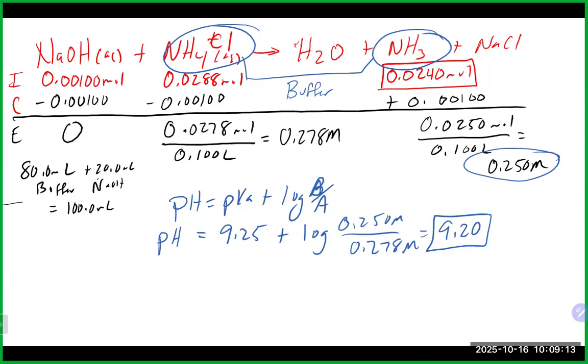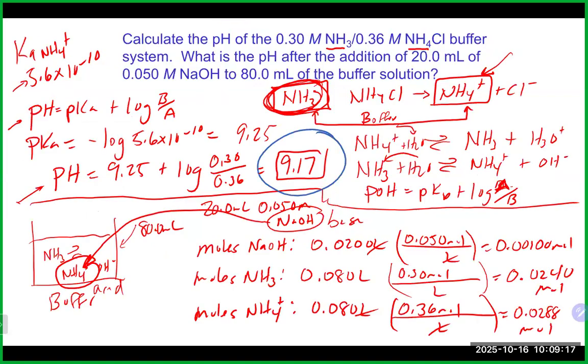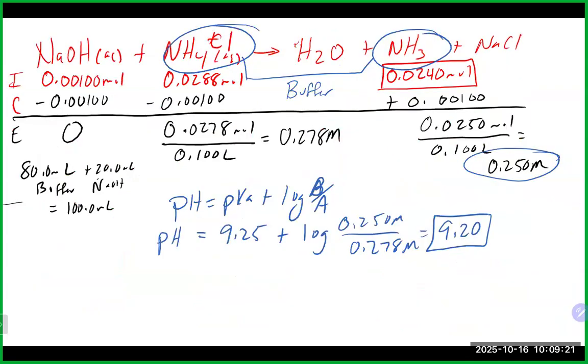We can compare to where we started. We started with a buffer that is 9.17. We added some sodium hydroxide, did not jump really giant in the pH, but it did go in the correct direction because we added base, so it went up just a little bit, which is good. So we can feel pretty good about that. Any questions on that?